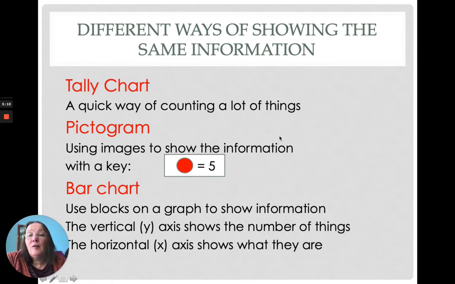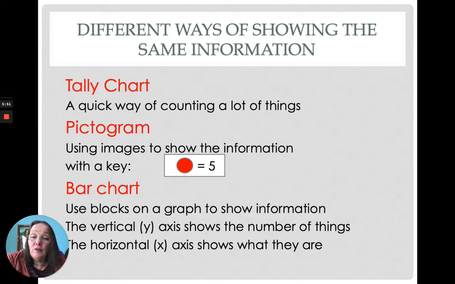So we've got 3 different ways of showing the same information. We started off with a tally chart, so that was a quick and easy way of counting a lot of things. Then we showed it as a pictogram, and a pictogram uses images to show the information with a key, and in this case I've just shown you the example of a key. One blob could mean 5, so that means I'd be counting up in 5s. In the case of the cakes, I was doing 1 cake equals 2. Right. The bar chart used blocks on a graph to show information.